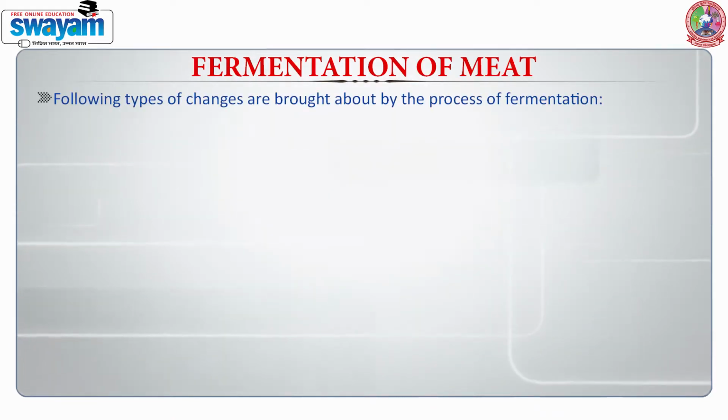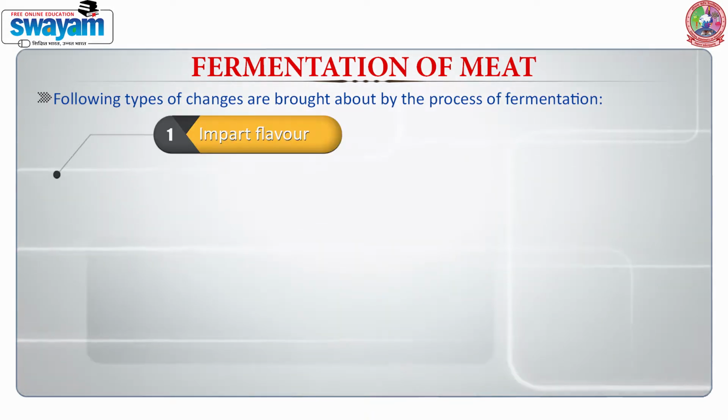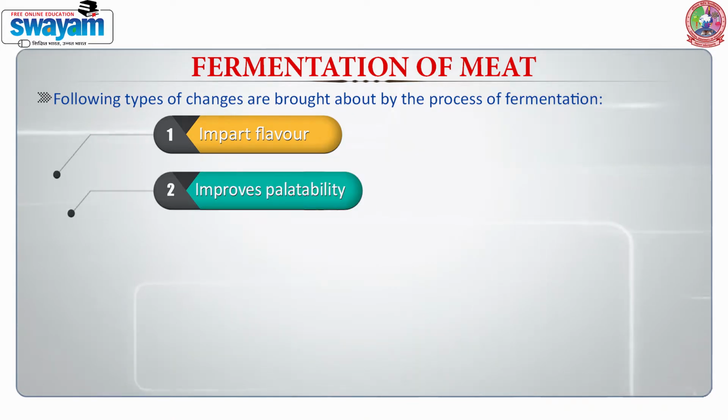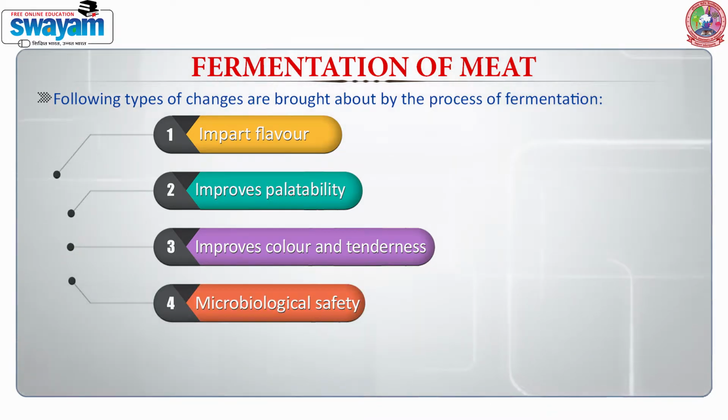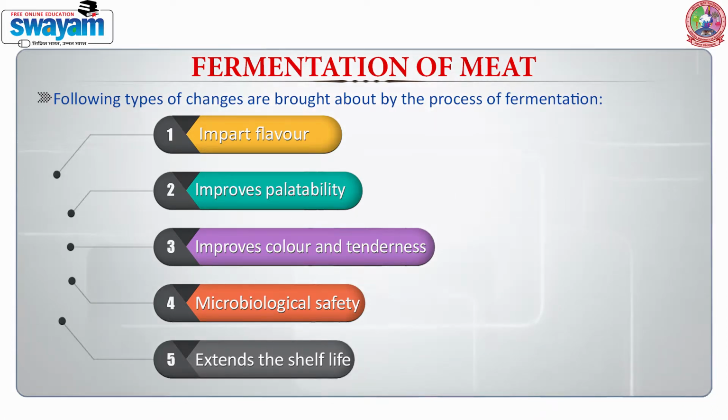Fermentation is one of the preservation methods used. Fermentation of meat is a low energy bioacidulation process by which we can preserve the meat. The fermentation of meat brings about certain changes in the product. It imparts flavor, it improves its palatability, it improves its color and tenderness, and it enhances the microbiological safety and extends the shelf life of the product.